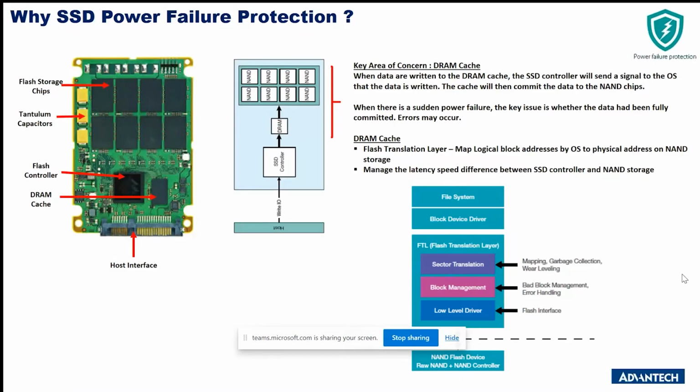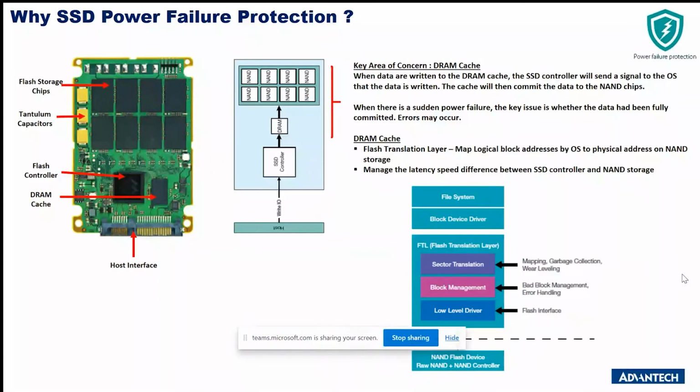So, when we talk about SSD power failure protection, there are in reality two different approaches. One is firmware level power failure protection. The other one is hardware level power failure protection. The firmware level power failure protection is most common. However, for higher reliability, hardware level is preferred. Let me explain a little more about the firmware power failure protection.